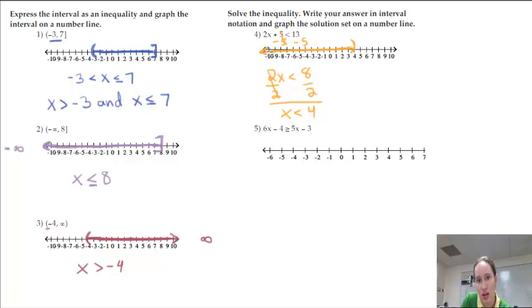Remember that our inequality, if you look at this and pretend it's an arrowhead, it's pointing to the left, so that's the direction we shade. So that's the graph, and then to write this in interval notation, remember that negative infinity is over here, and we're saying that x has to be between negative infinity and 4.